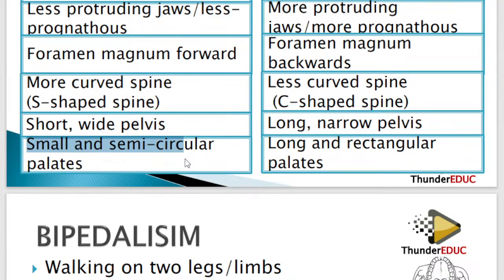I will show you how they are semicircular. The pelvis, where the teeth are going. I showed you, yeah, they're semicircular. It's like a C shape, while the other primates are long and narrow, rectangular.